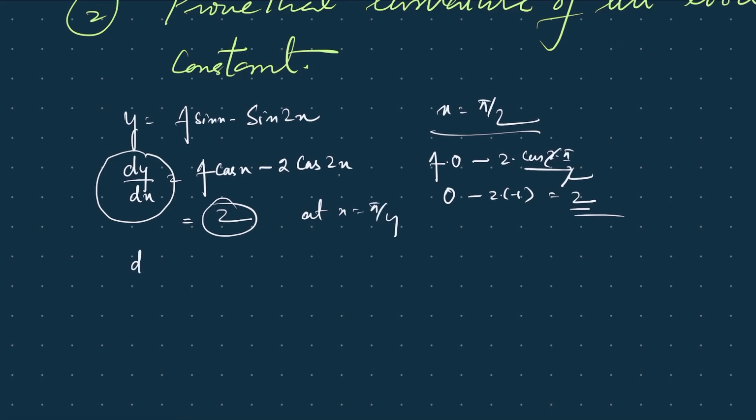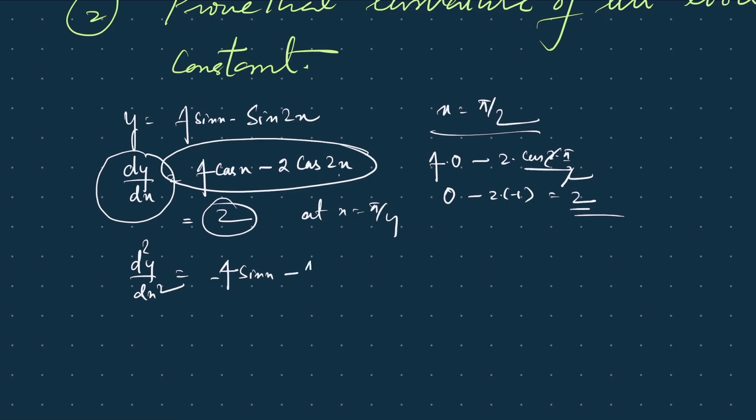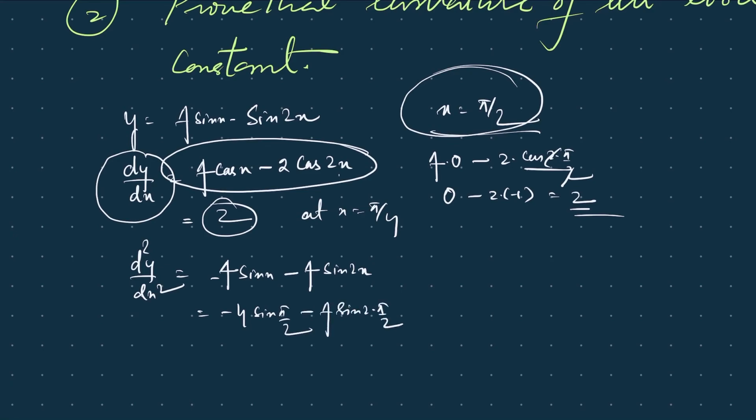Now we need to find d square y by dx square. So differentiate again with respect to x. This will be minus 4 sin x, because the differentiation of cos x is minus sin x, and then minus 2 into 2 gives minus 4 sin 2x. Now put x equal to pi by 2: minus 4 into sin pi by 2, minus 4 into sin of 2 into pi by 2, which is sin pi, equal to 0. Anything multiplied by 0 is 0. So here it is minus 4 into 1, so the answer is minus 4.